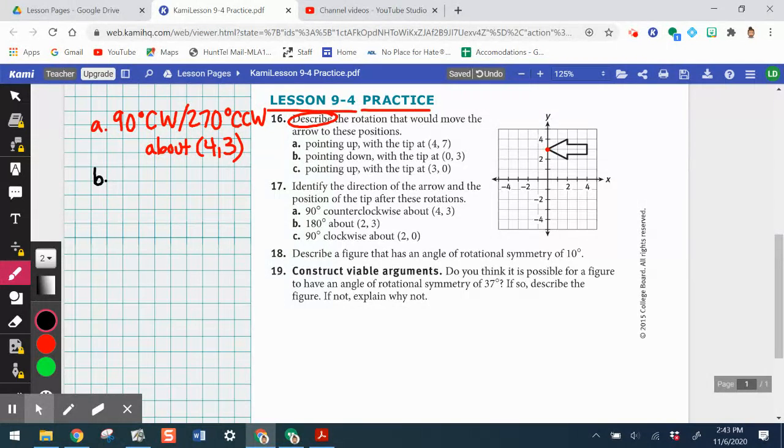So let's jump back to our other page with the coordinate plane and let's make sure that it's pointing down. And think about it, if it's currently pointing left, how would it need to point down? Well, we needed to rotate this direction. So we could either say that's a 90 degrees counterclockwise, or we could argue 270 clockwise. So we need it pointing down with the tip at 0, 3.